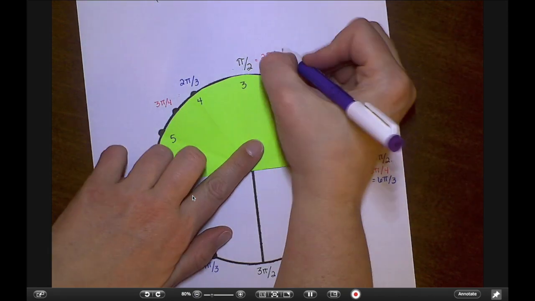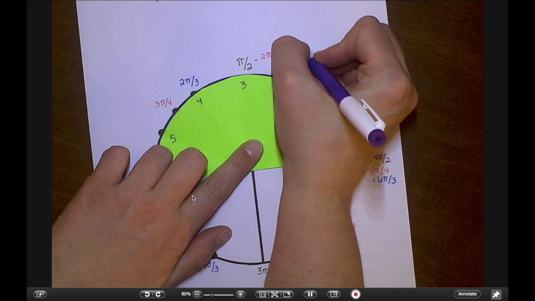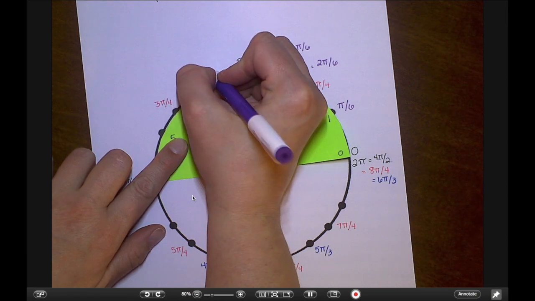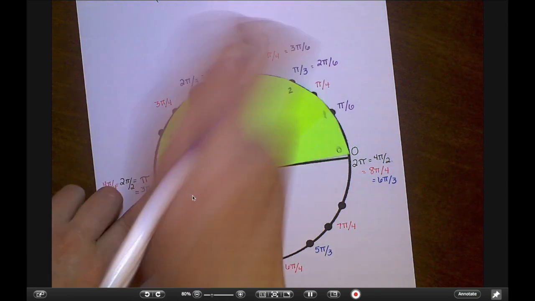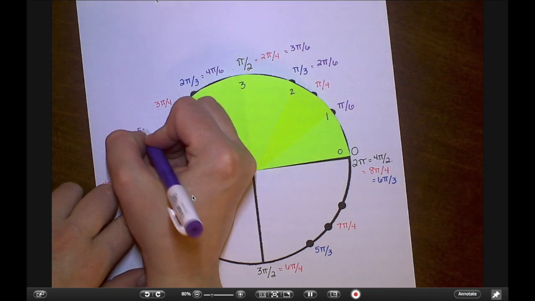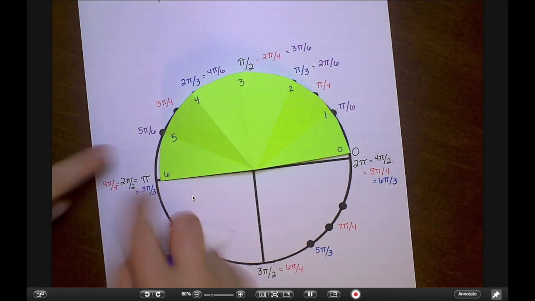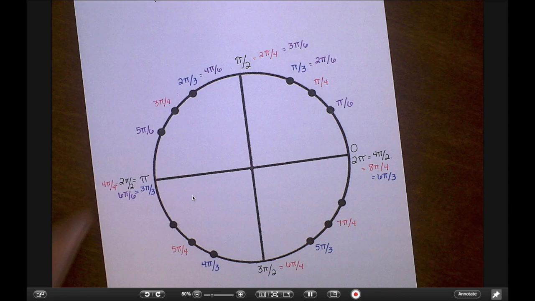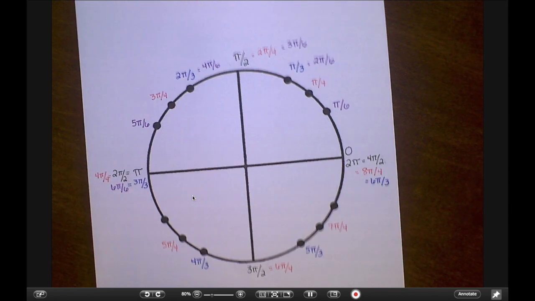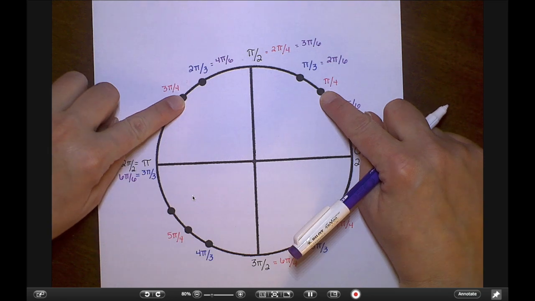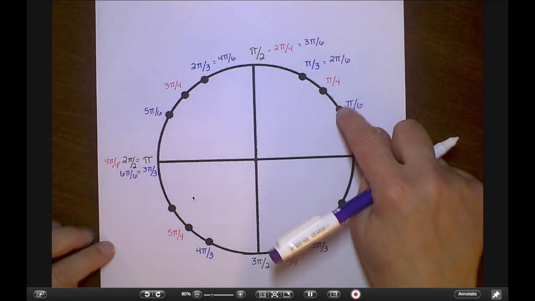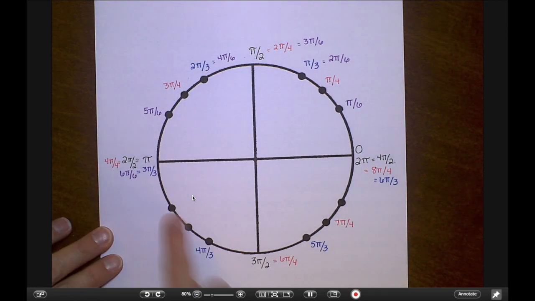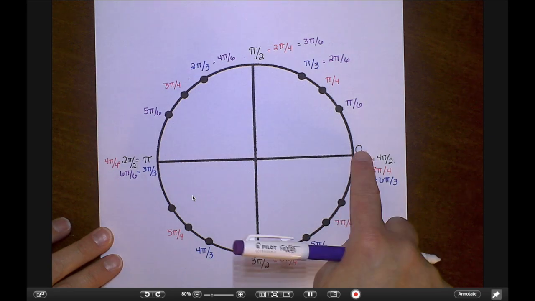Okay. Pi over 2 would be the same thing as 3 pi over 6. 4, this would be equivalent to 4 pi over 6. 5 would be 5 pi over 6. And 6, this would be equivalent to 6 pi over 6. So if you look at the ones I labeled in purple there, that was pretty much everything except those middle ones, right? I hit everything except the pi over 4s. I went 1, 2, 3, 4, 5, 6. Okay, so I'm going to go 7, 8, 9, 10, 11, 12.